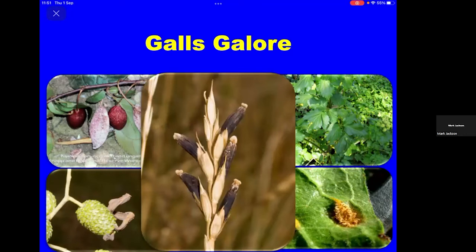This is Claviceps purpurea, or ergot. It's got a common name. And it's a smut gall on cereals. And it causes an illness in mammals, humans as well as livestock, called St. Anthony's fire. Very unpleasant thing.